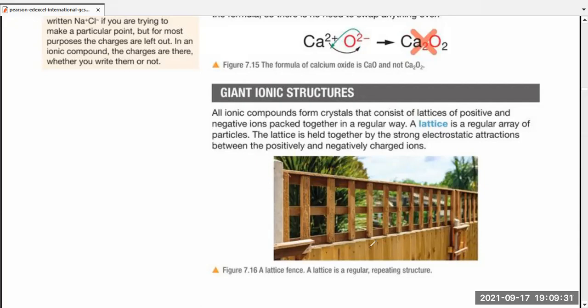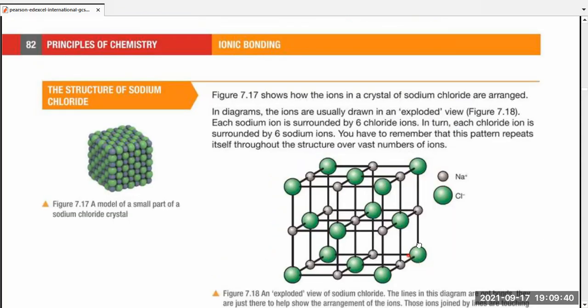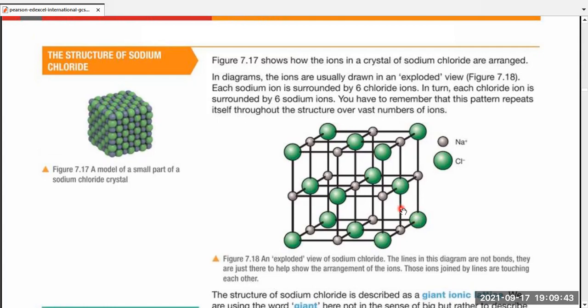So a lattice fence is actually a lattice-like repeating regular structure, as I've explained earlier. This is the lattice for sodium chloride. Sodium ions are depicted with small gray balls, and chloride ions with big green balls. As I've stated earlier, sodium ions are smaller in size compared to chloride ions. So this is an exploded view, so you can understand that they are in a packed alternating arrangement. Instead, the actual structure has the ions pretty much close to one another, leaving almost no space in between.